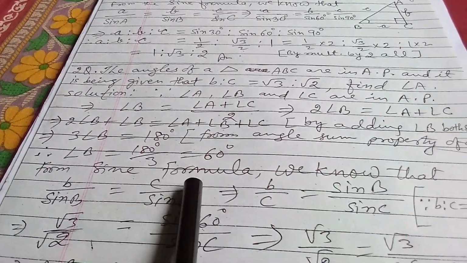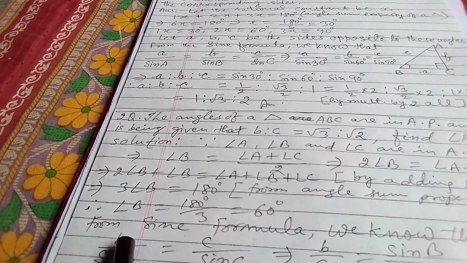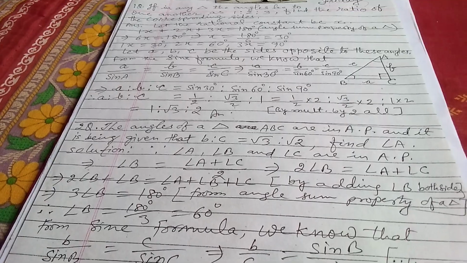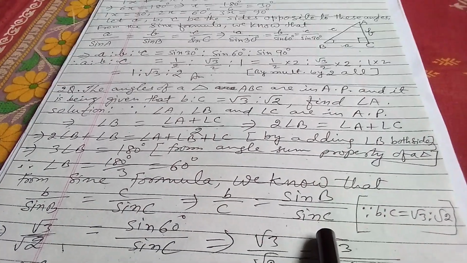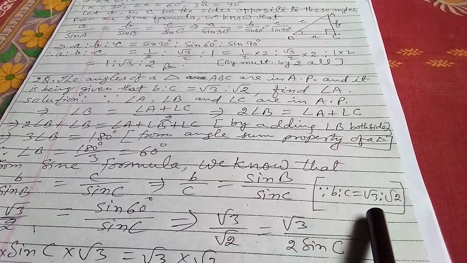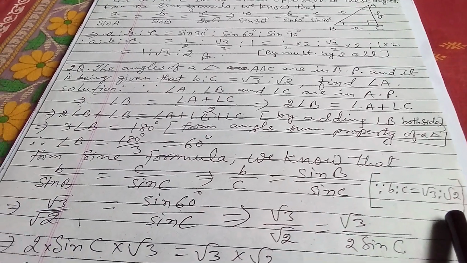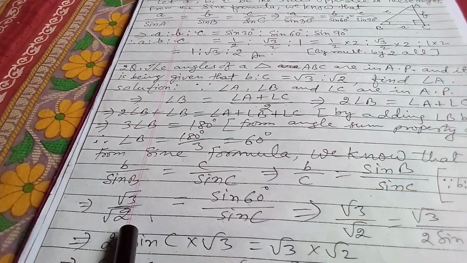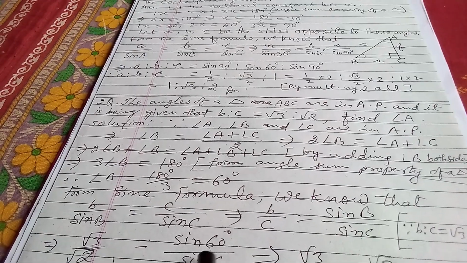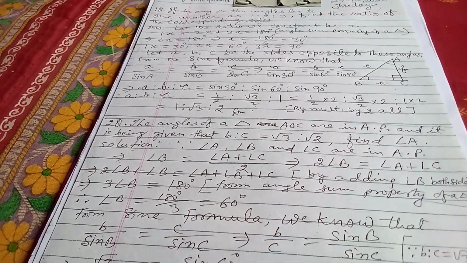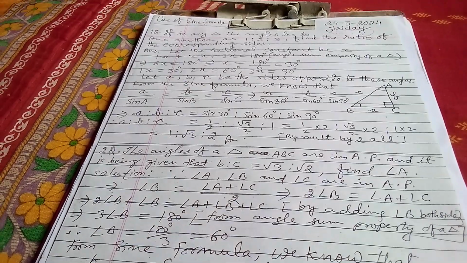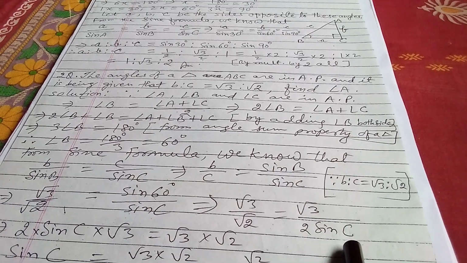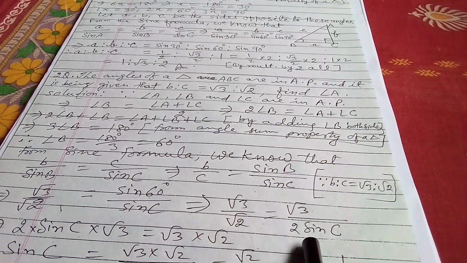Now from the sine formula we know that b by sine B equals c by sine C. This implies b by c equals sine B by sine C. Since b is to c equals root 3 is to root 2, as given to us, in place of b by c we write root 3 by root 2, which equals sine 60 degrees by sine C, because we just calculated angle B as 60 degrees. So root 3 by root 2 equals root 3 by 2 sine C, because the value of sine 60 degrees is root 3 by 2. So 2 is coming down.